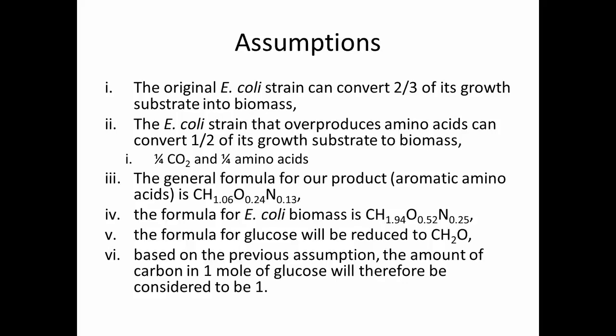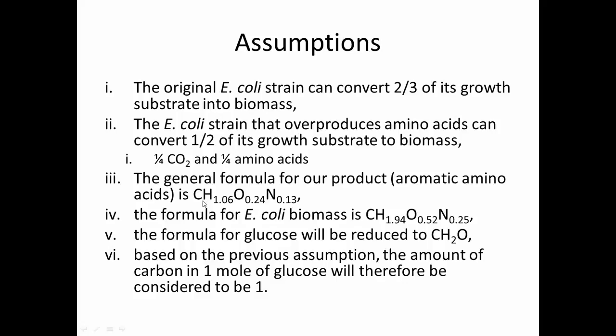The original E. coli strain can convert 2/3 of its growth substrate to biomass, and the E. coli strain that overproduces amino acids can convert 1/2 of its growth substrate to biomass, and the other half is split. A quarter of the entire growth substrate goes to carbon dioxide, and a quarter of the growth substrate goes to these amino acids. The general formula for our product, the aromatic amino acids, I've made an average formula here for aromatic amino acid, which is CH1.06O0.24N0.13.